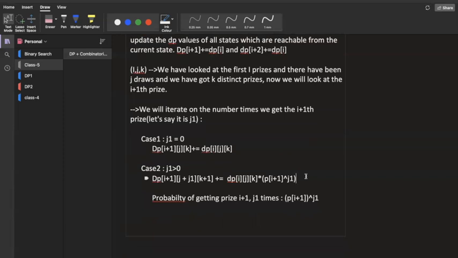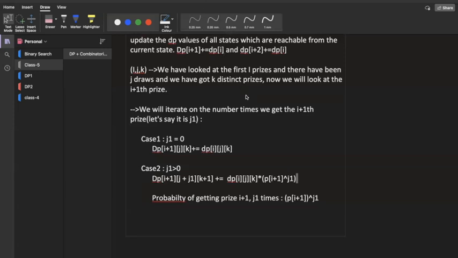This is sensible. I already have the probability that out of j draws, I'm getting k distinct prizes. So I get the I plus 1th prize j1 times, and the probability of that is p of I plus 1 raised to the power j1. And I simply multiply these two values. So it makes sense, right? But actually it is not correct. So there is just one thing missing here.